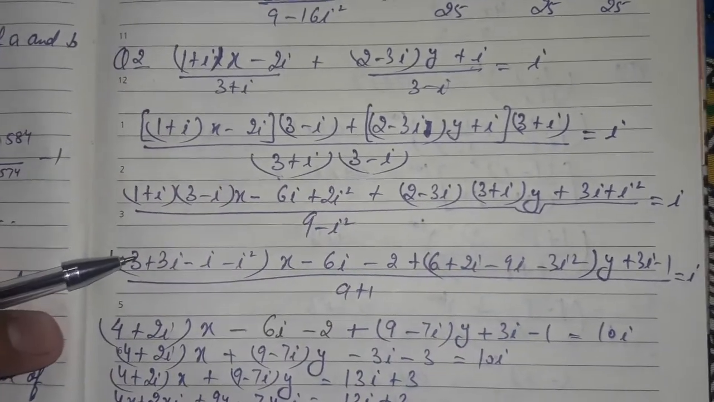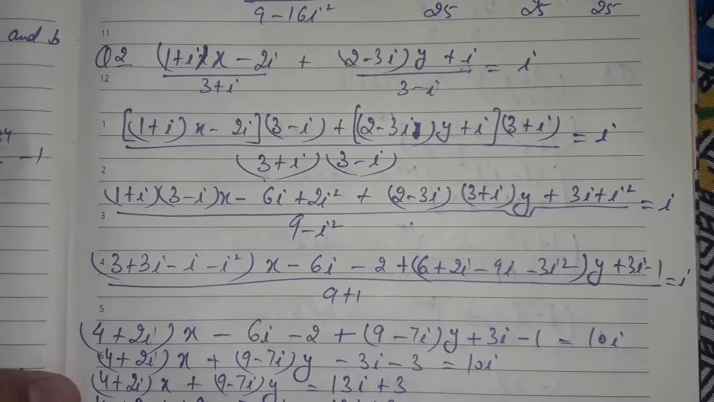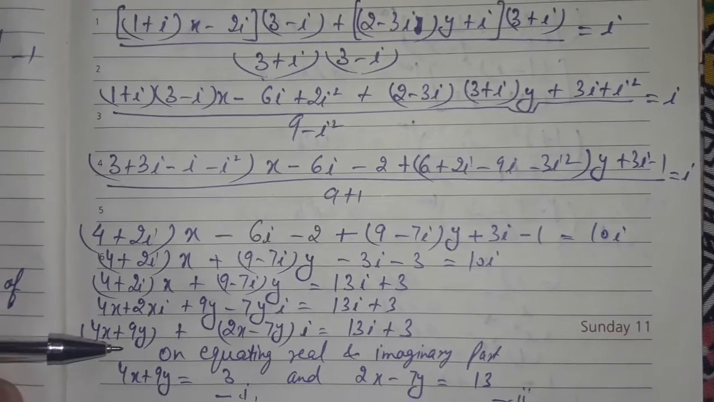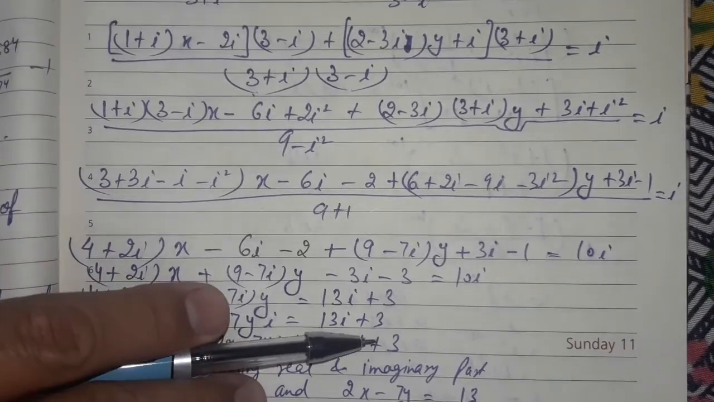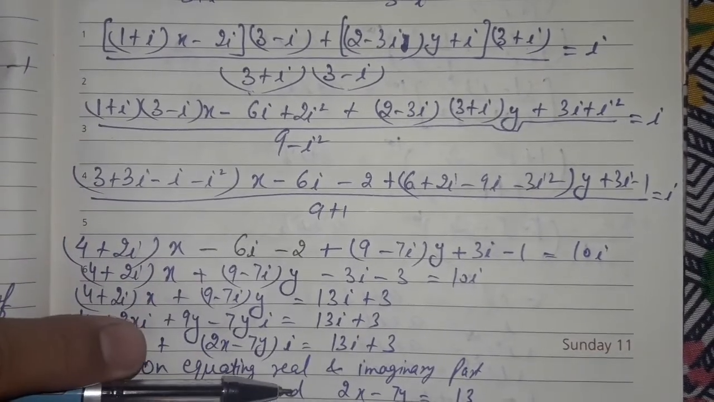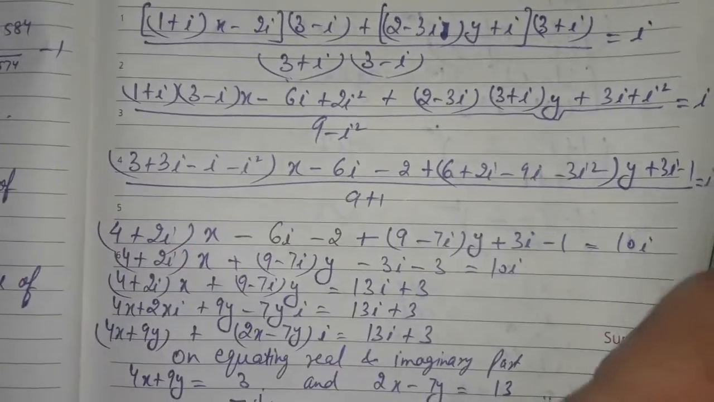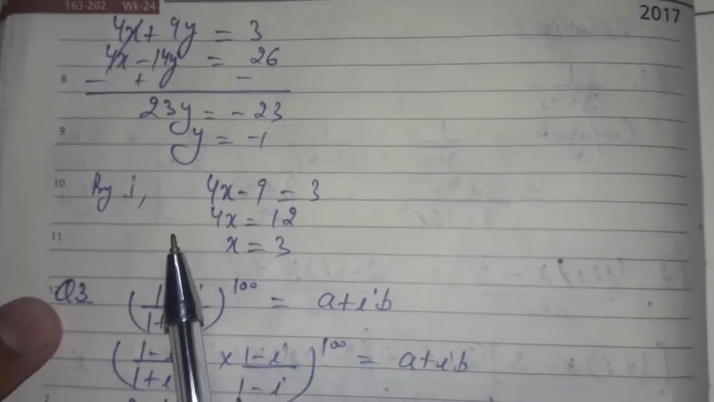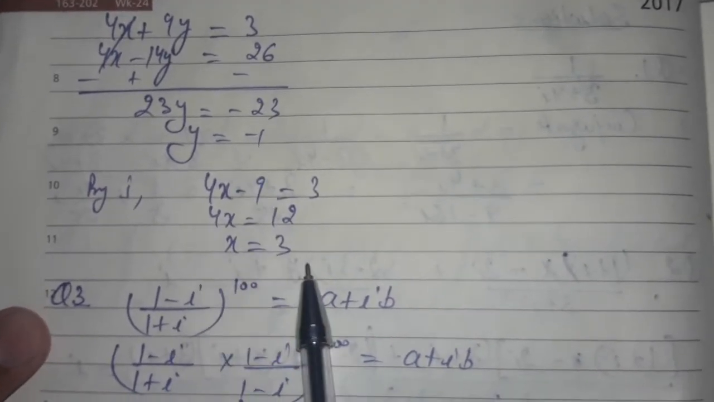And solving these terms. After solving, collect the terms for iota and the terms without iota. So we get 4x plus 9y is equal to 13 and 2x minus 7y is equal to 3. These are two equations. Solve these two equations and get the values of x and y. So solving these equations, you get the value of y as minus 1 and x as 3.